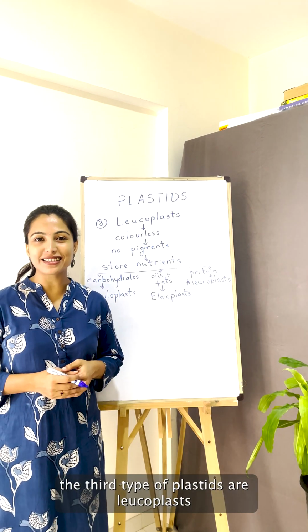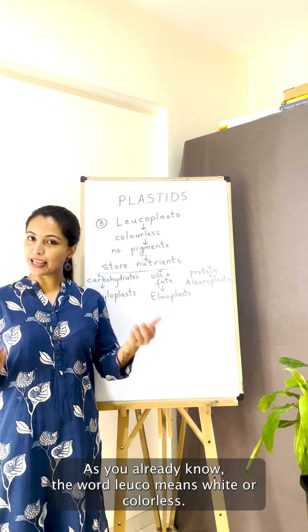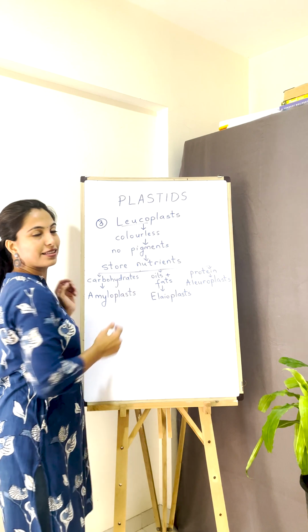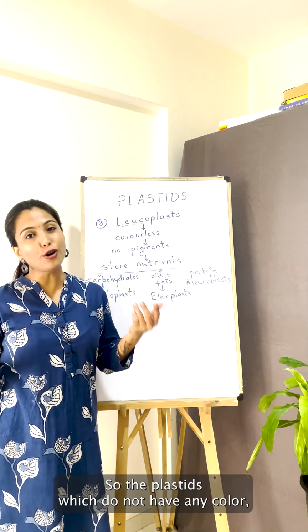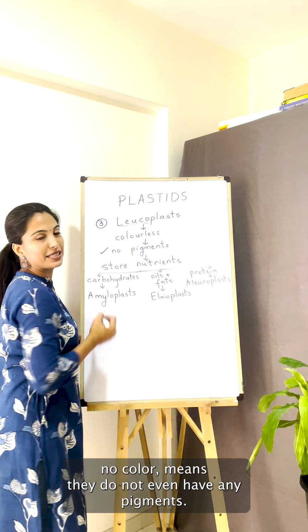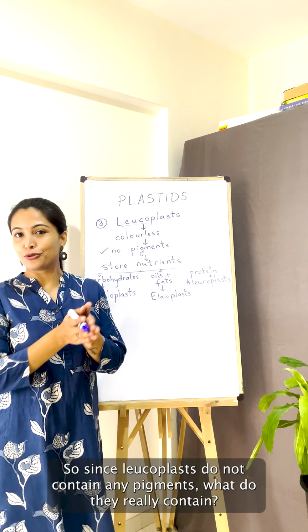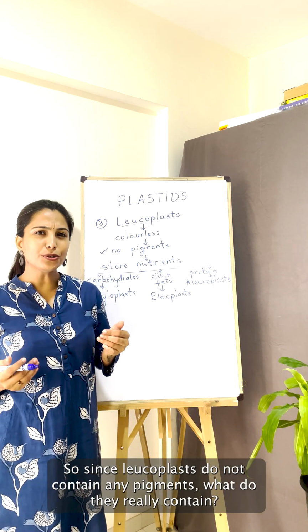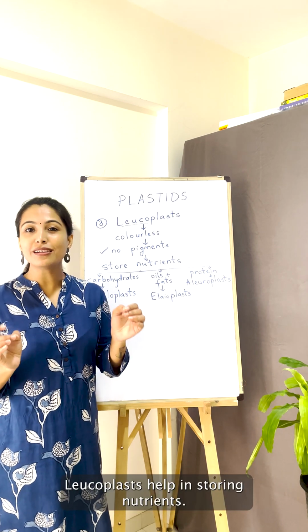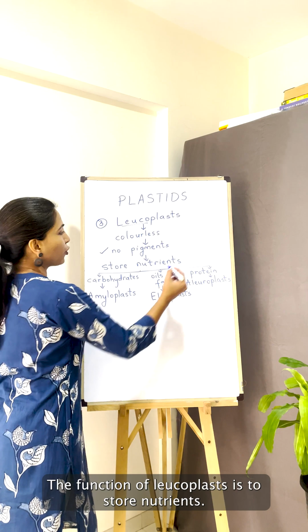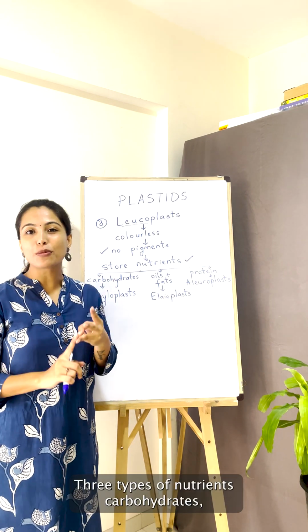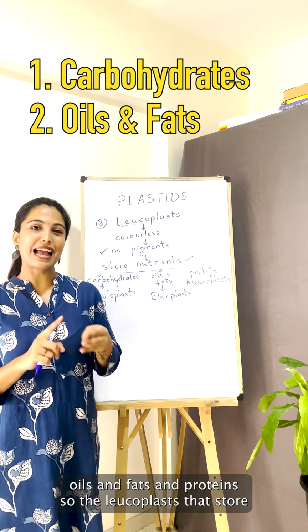The third type of plastids are leucoplasts. As you already know, the word leuco means white or colorless. So, the plastids which do not have any color. No color means they do not even have any pigments. So, since leucoplasts do not contain any pigments, what do they really contain? Leucoplasts help in storing nutrients. The function of leucoplasts is to store nutrients. Three types of nutrients: carbohydrates, oils and fats, and proteins.